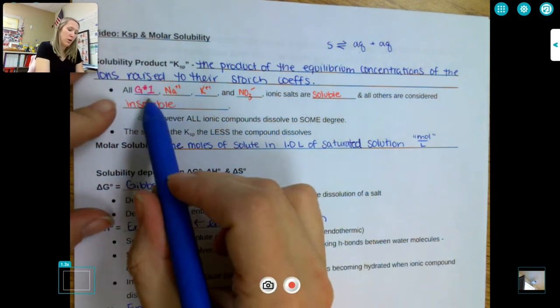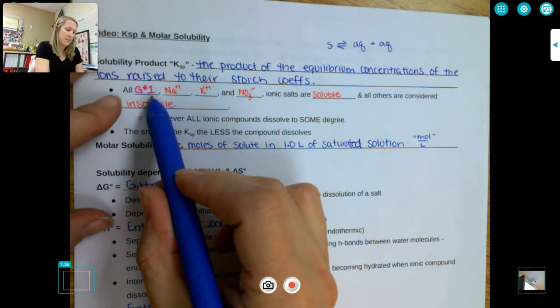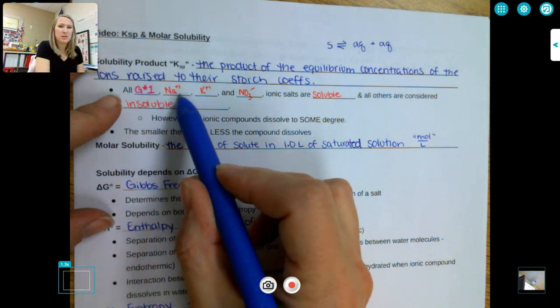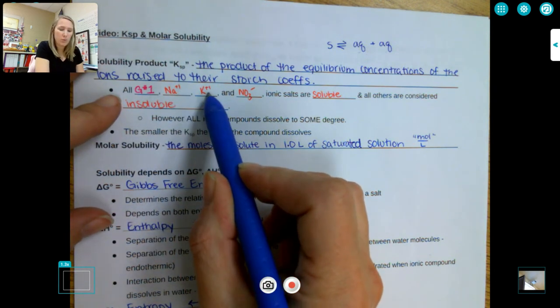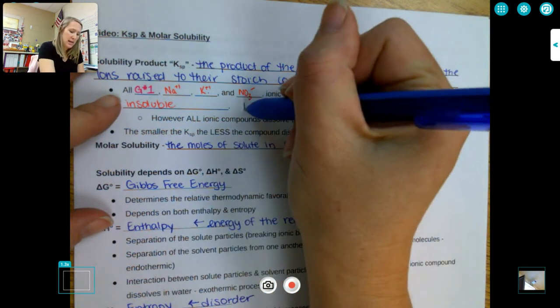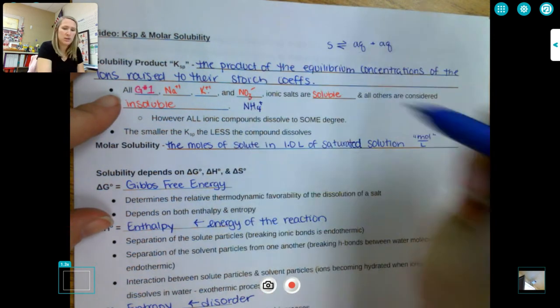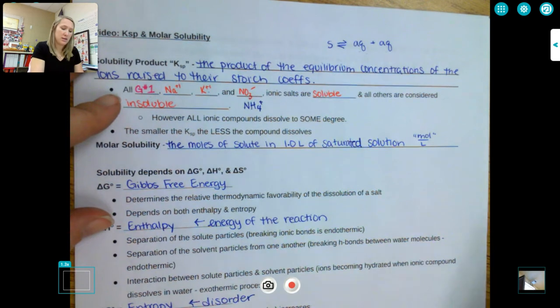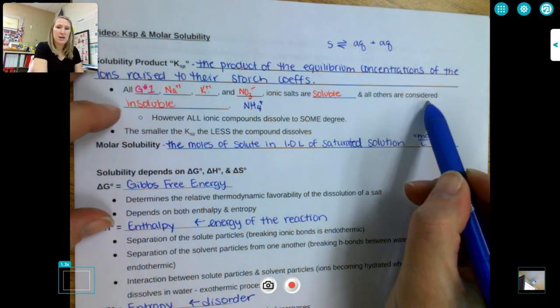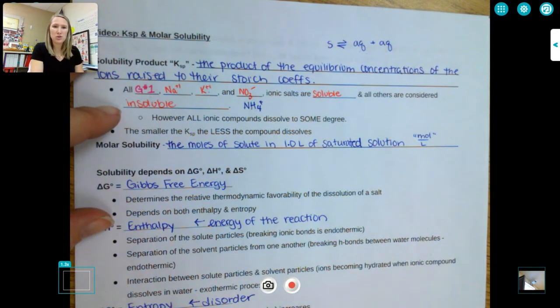So remember that all group one ionic compounds are soluble, along with anything that starts with sodium, potassium. Those are both in group 1. Nitrates, and then ammonium, NH4, is another one of our ionic salts that are soluble. Everything else we consider insoluble in solution.